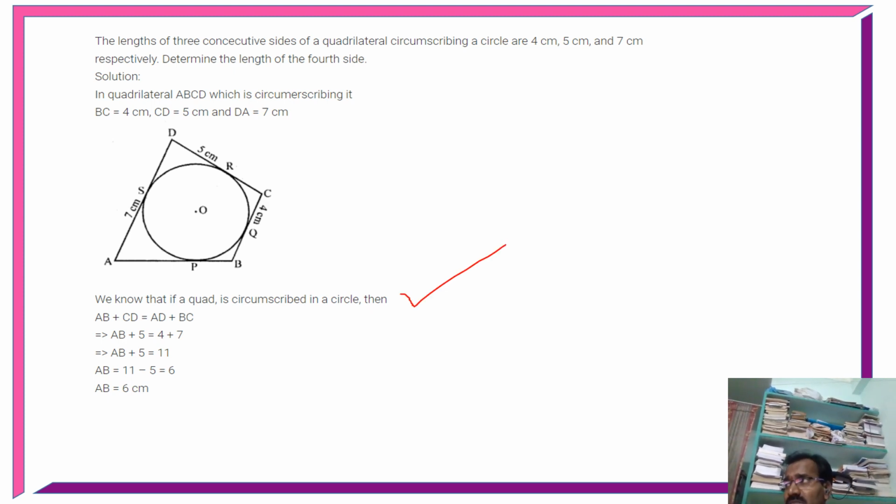Just now we discussed, when we were proving a parallelogram is a rhombus, we proved AB plus CD equals AD plus BC. Here substitute the values whatever we know and solve it. We get AB plus 5 equals 4 plus 7, which is 11. The plus 5 can change into minus 5, 11 minus 5 is 6. So automatically AB length is 6 centimeters.